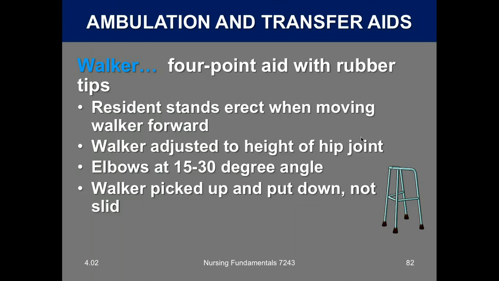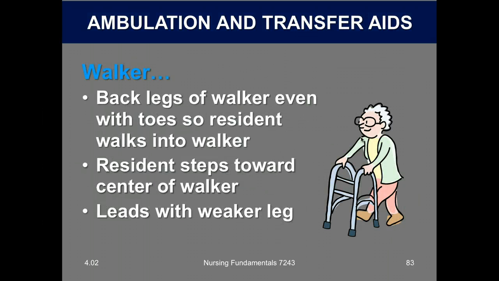So ambulation and transfer aids: a walker is a 4-point aid with rubber tips. The resident stands erect when moving the walker forward. The walker is adjusted to the height of the hip joint. The elbows are at a 15 to 30 degree angle. The walker is picked up and put down. It is not to be slid. The back legs of the walker are even with the toes, so the resident walks into the walker. The resident steps toward the center of the walker, and they always lead with their weaker leg. Let me repeat that. They always lead with the weaker leg.